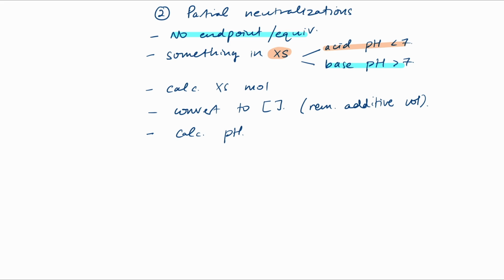So the steps that we generally will follow is first to try and calculate the number of moles of either acid or base that's in excess. Then we need to convert this to concentration, but keeping in mind something called additive volume. And then the last step is to calculate the pH.